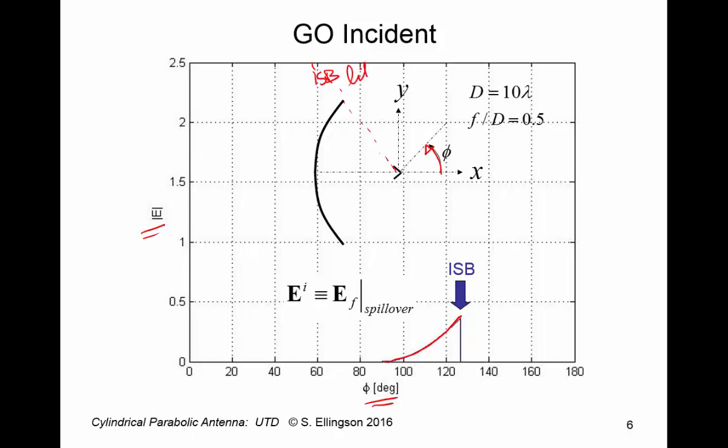It's lit on this side, and it's dark on this side. So what we see is when we hit the incident shadow boundary, we suddenly go to 0 because now we're on the reflector. So that's the GO incident field in the far field.